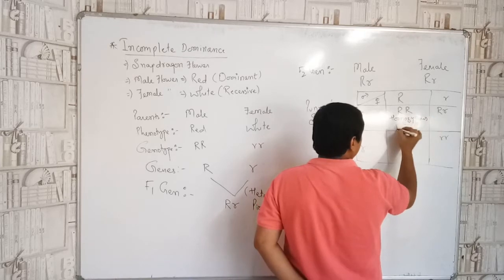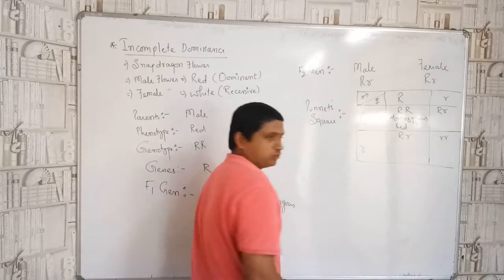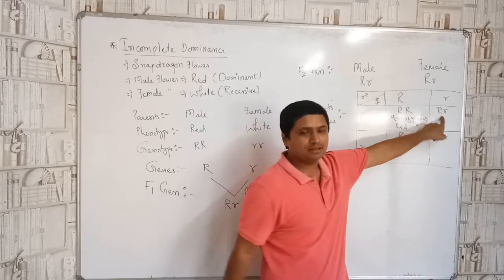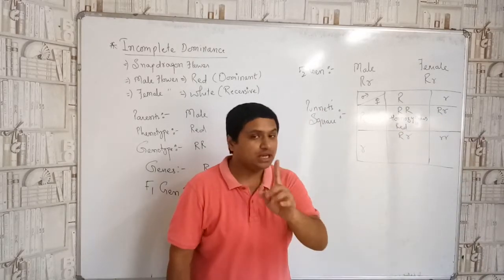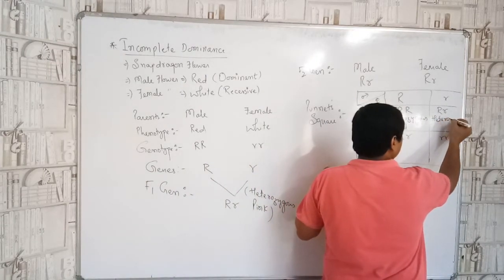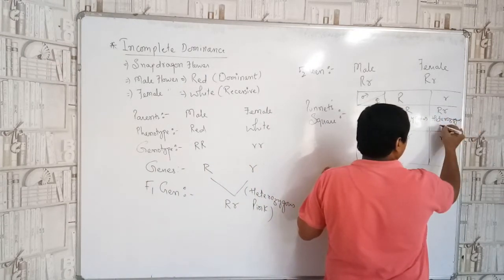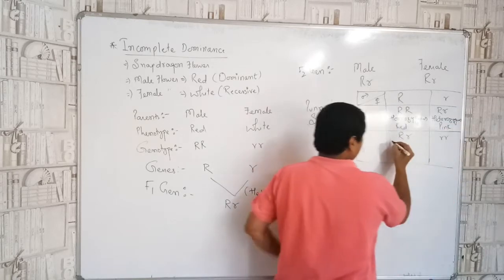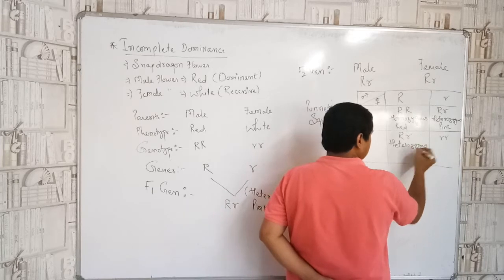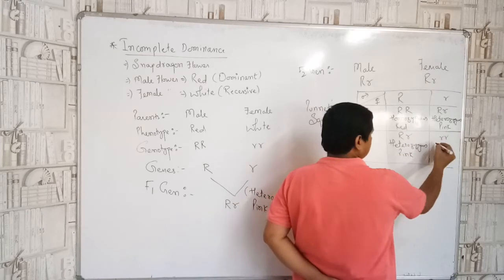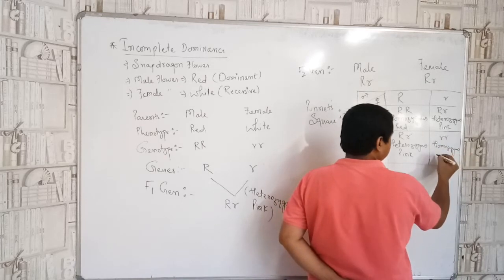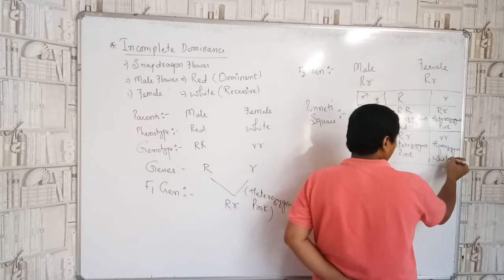Homozygous red. Okay, now what will be the children? Heterozygous. But what will be the color of the flower children? That will be pink, because of the incomplete dominance. That is heterozygous pink. Okay, again that will be heterozygous pink, and this one will be homozygous, that is the white.